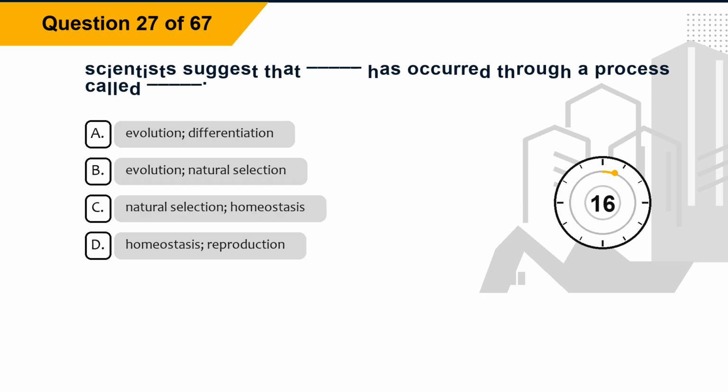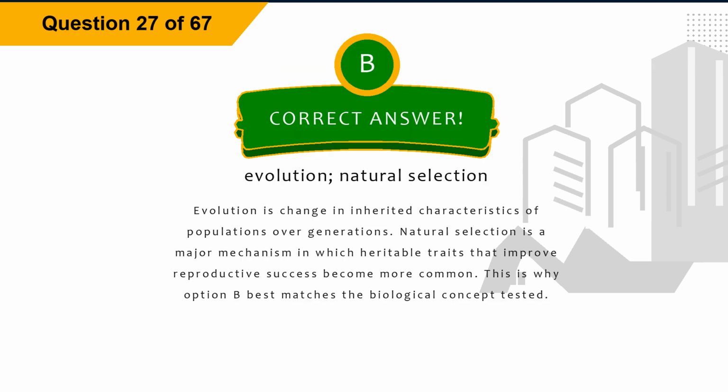Question 27. Scientists suggest that blank has occurred through a process called blank. Option A, evolution, differentiation. Option B, evolution, natural selection. Option C, natural selection, homeostasis. Option D, homeostasis, reproduction. The correct answer is option B, evolution, natural selection. Explanation. Evolution is change in inherited characteristics of populations over generations. Natural selection is a major mechanism in which heritable traits that improve reproductive success become more common. This is why option B best matches the biological concept tested.